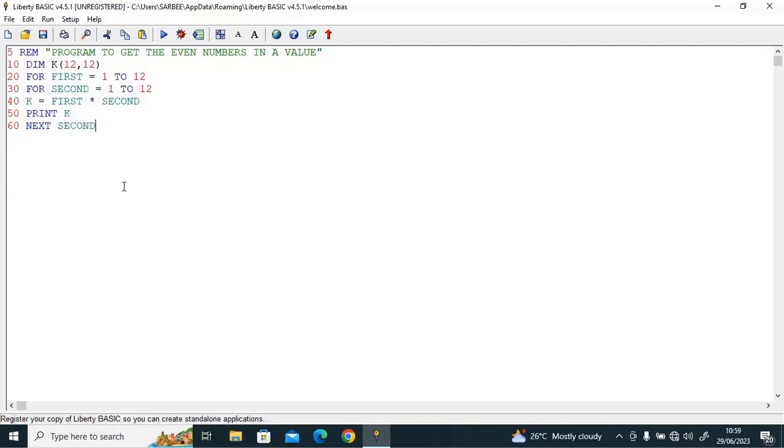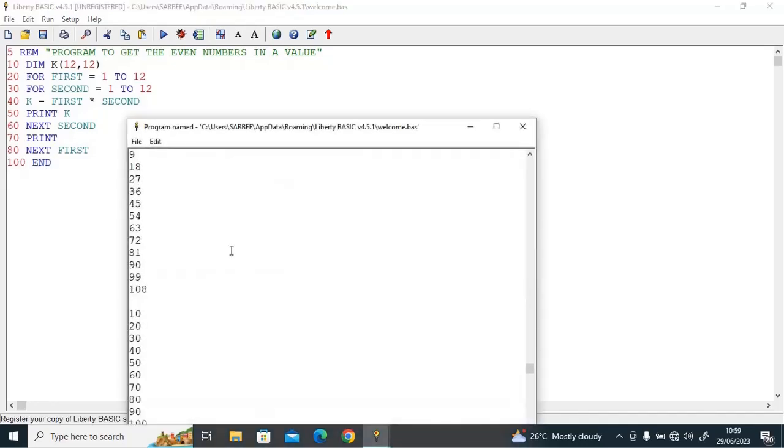The column first. Then print 70 to be a line in between them, an empty line. Then 80. If not, it will all combine together. Then nest first. Then I can end my program. End program. So let's run this together.